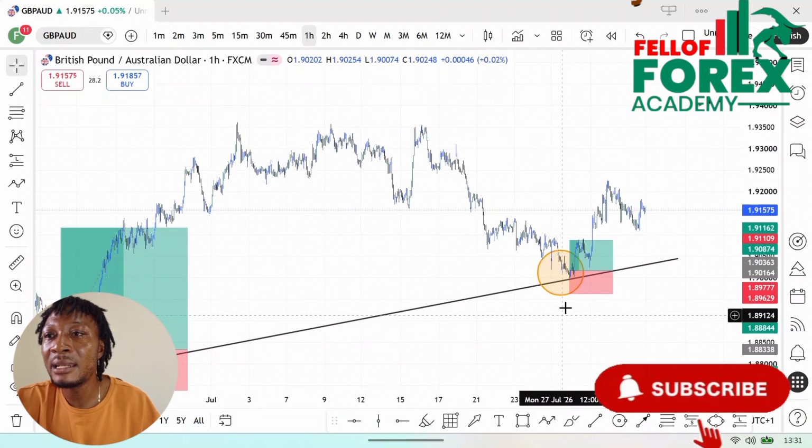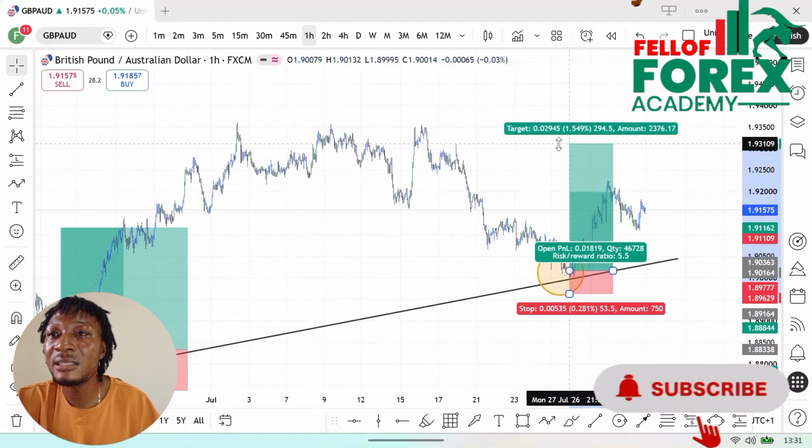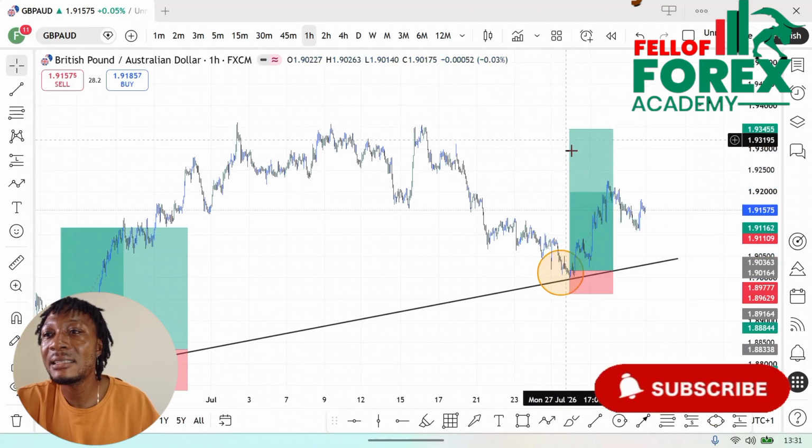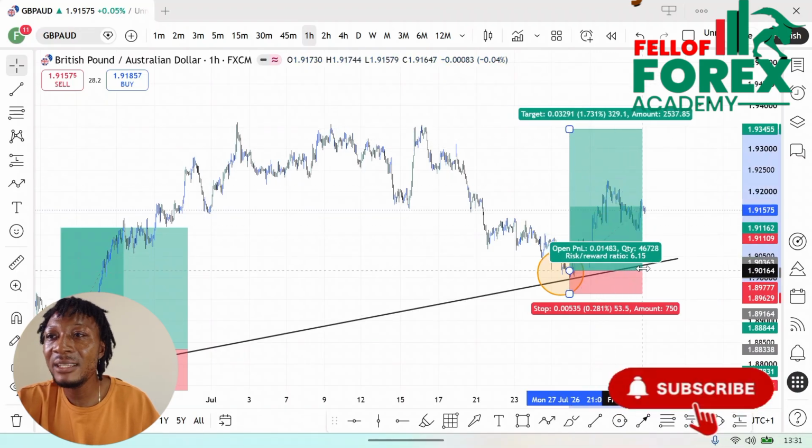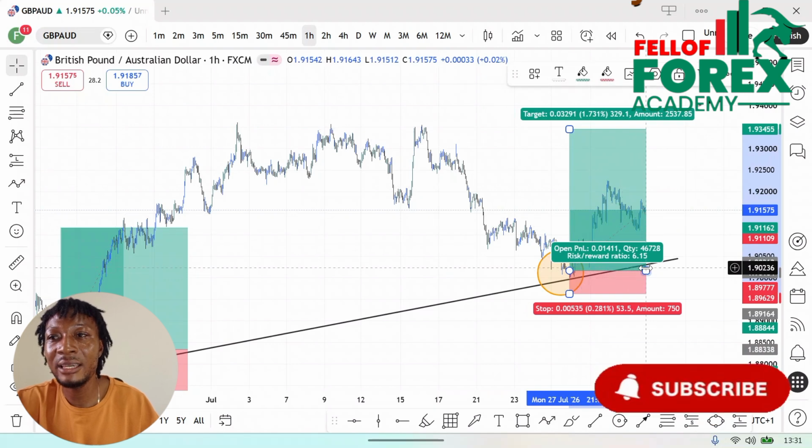Okay, and now what do you target? Since the uptrend is still going, you can target these highs. Okay, and this is the trade we took last week. So you now understand what it means to have confluences.